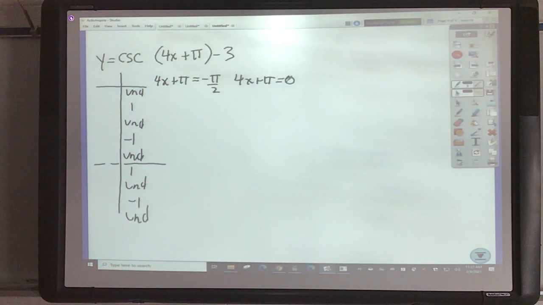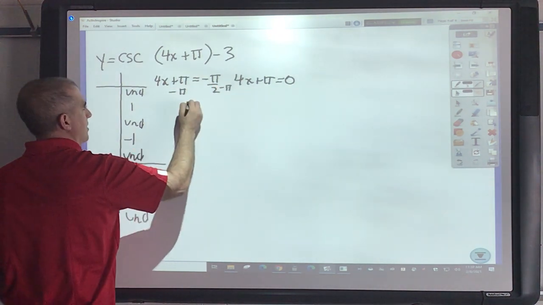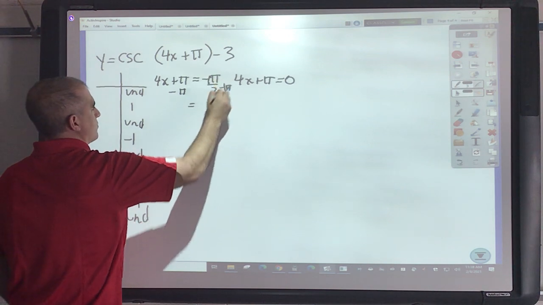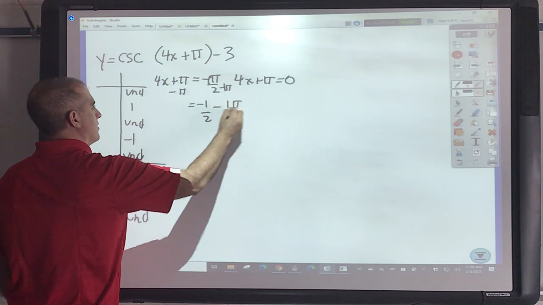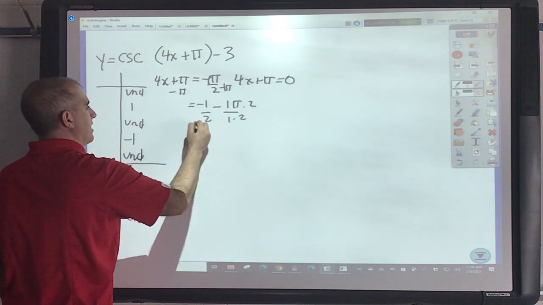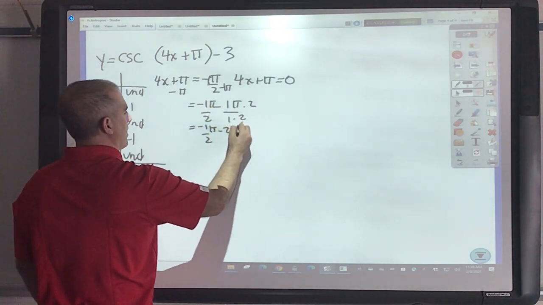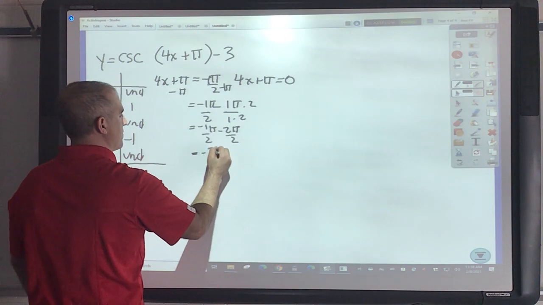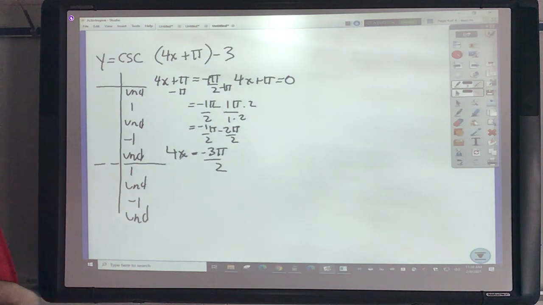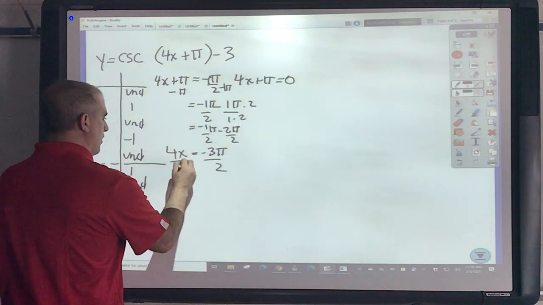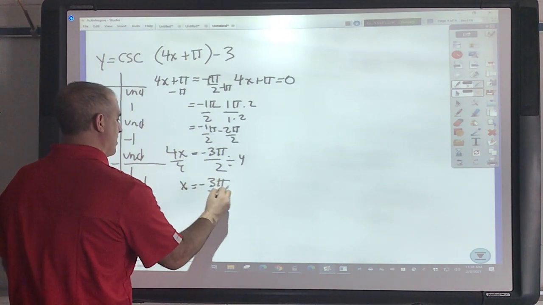Okay? Now, I would subtract pi. Now, that's -1/2 minus 1, so I'd have to get a common denominator. I would have to multiply by 2 and 2. So that'd be -1/2 pi minus 2 pi over 2, which would be -3 pi over 2. Okay? And so then I want to divide by 4. So my starting one is -3 pi over 8.